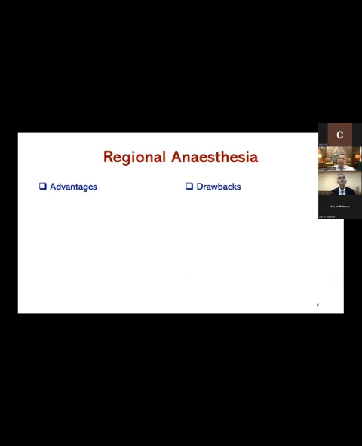Regional anesthesia, especially central neuraxial anesthesia, that means spinal anesthesia or combined spinal epidural anesthesia, has advantages. Regional anesthesia for PCNL was first described in 1988. The advantages are less postoperative pain, less blood loss, early recovery and discharge, thereby reducing the stay in the hospital.